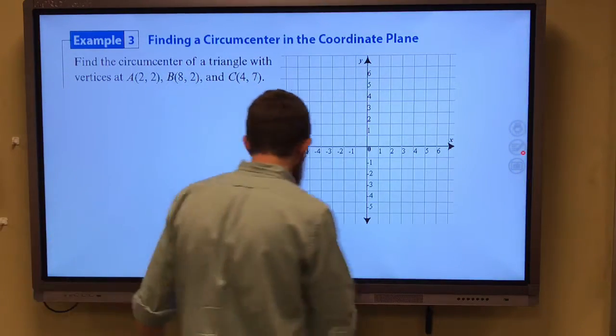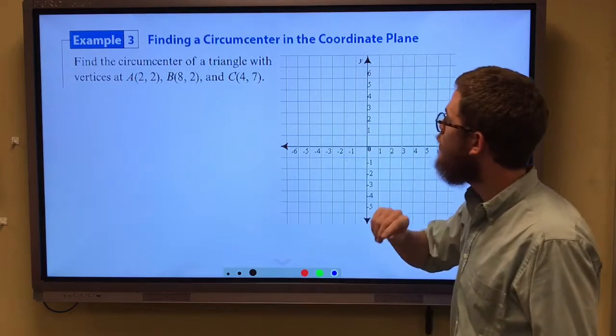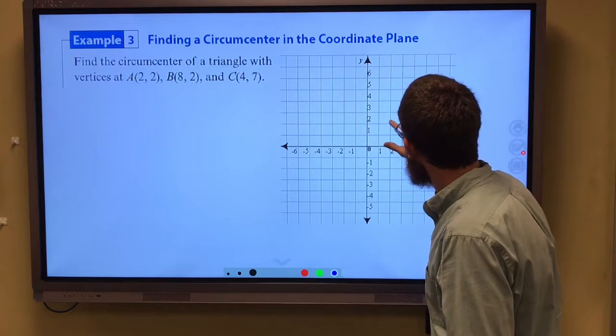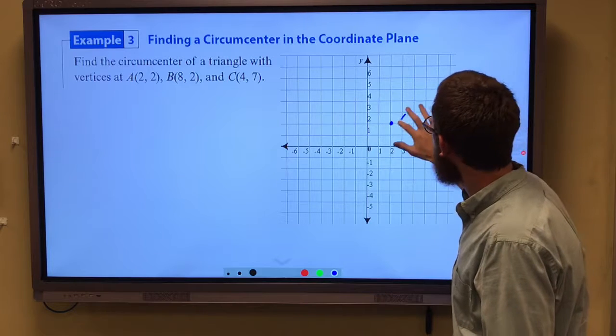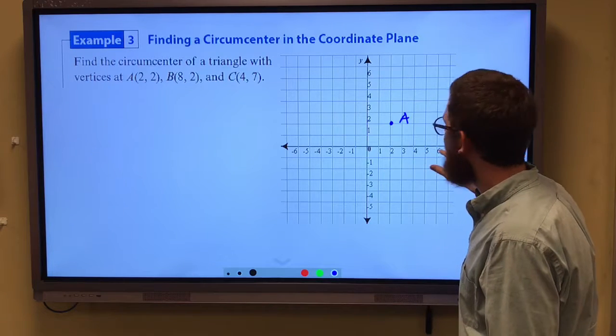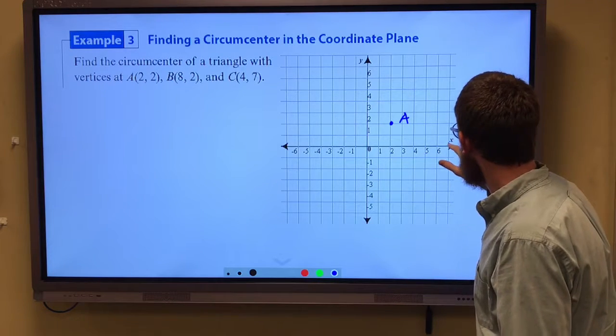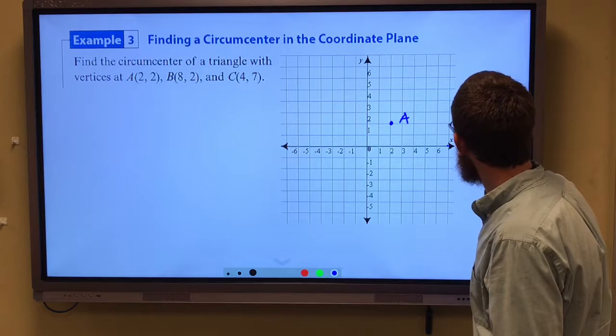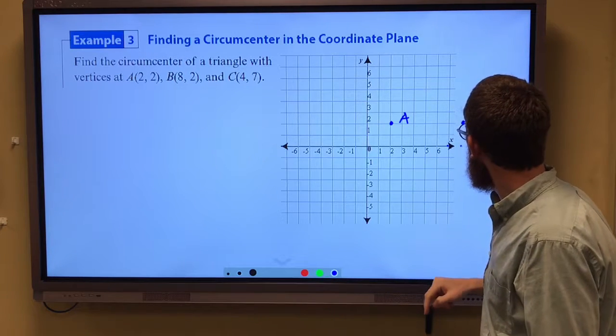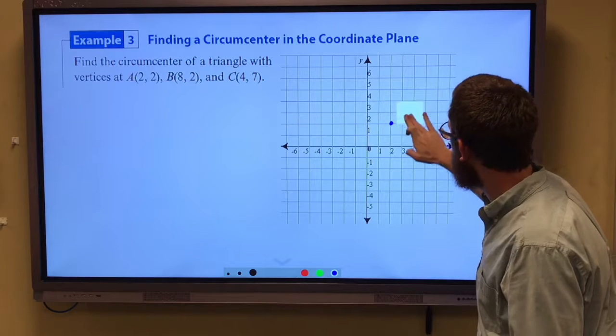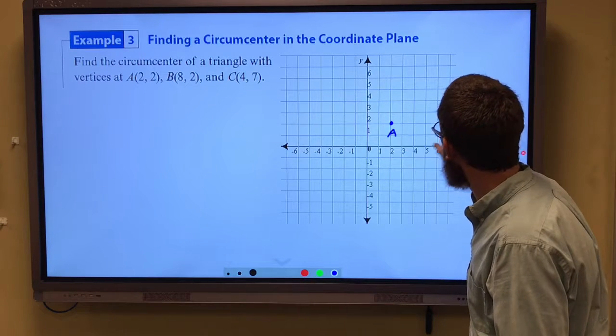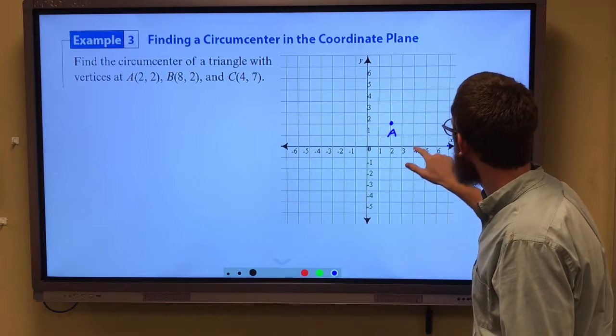So take a look here. We want to draw what? The circumcenter. We have a point at 2, 2, that's A. We have a point at 8, 2, that is B. That's A, there's B, and C is at 4, 7.